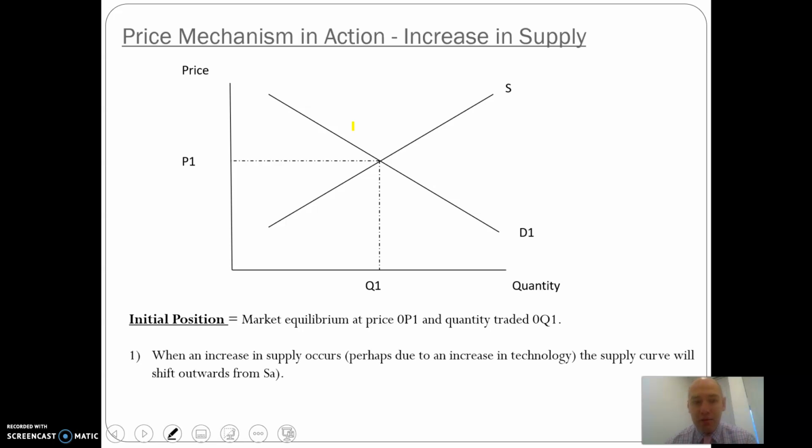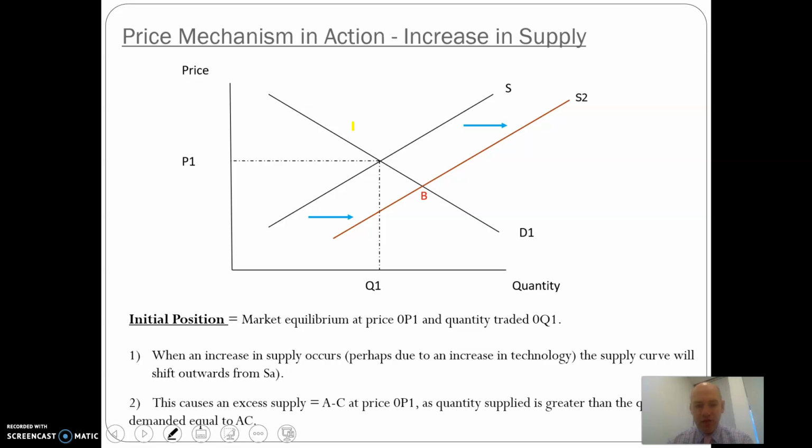Now there's going to be an increase in supply, perhaps due to an increase in technology, and the supply curve will shift outwards from S to S2. Not sure what happened there, I think there's a typo. So just in terms of what we can see, the supply curve shifts outwards in a parallel fashion, causing excess supply.